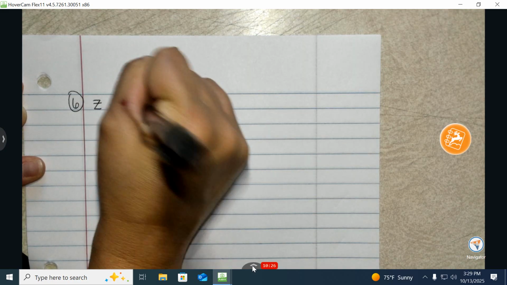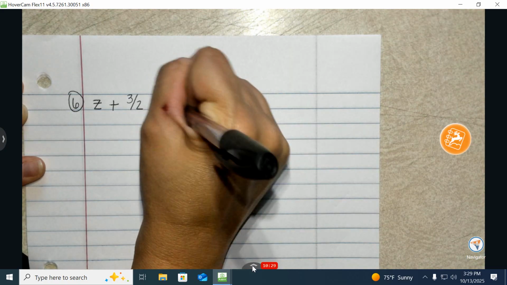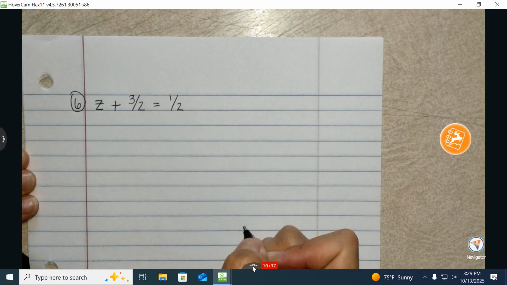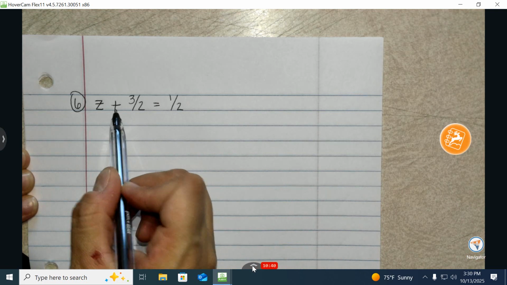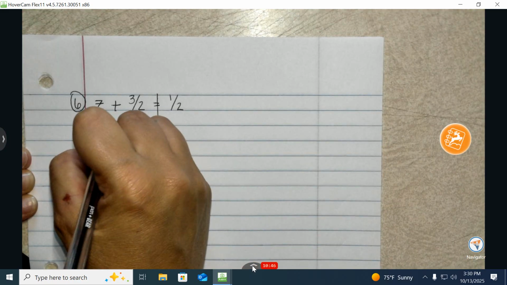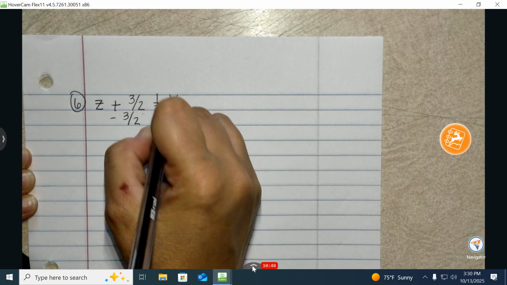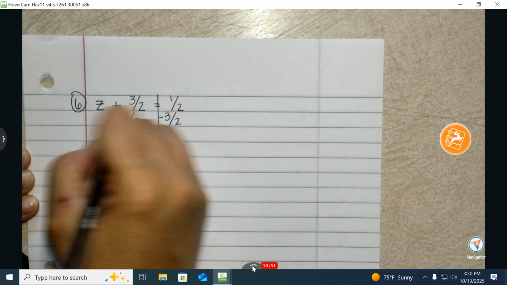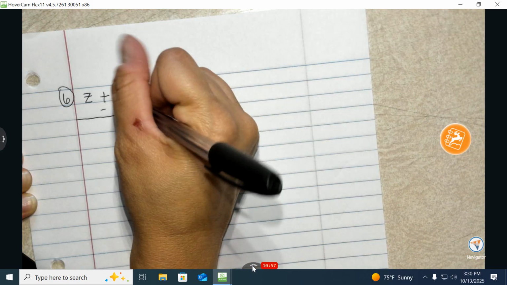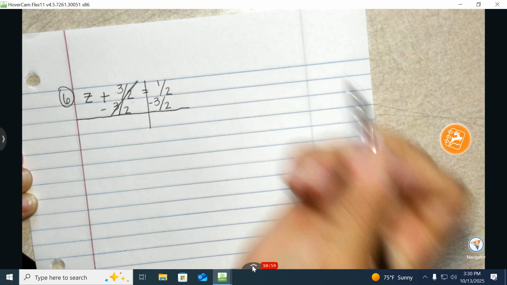Z plus 3 over 2 equals 1/2. Okay. Adding, we need to do the inverse of adding. So the inverse of adding 3 over 2 is to subtract 3 over 2. I'm going to draw my line to show my math. 3 over 2 minus 3 over 2 is 0. So that's going to cancel out. Bring down your z.